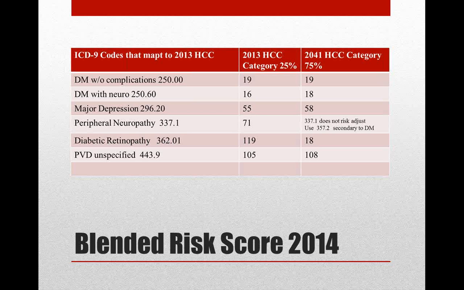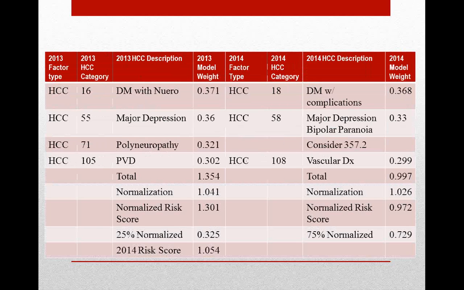As I said, peripheral neuropathy, which is part of 71 right now, will not risk adjust in 2014. So if you have polyneuropathy secondary diabetes, you want to use the 357.2. Diabetic retinopathy will actually join the diabetes 18 HCC category, but proliferative retinopathy will still risk adjust. PVD unspecified will move from 105 to 108.